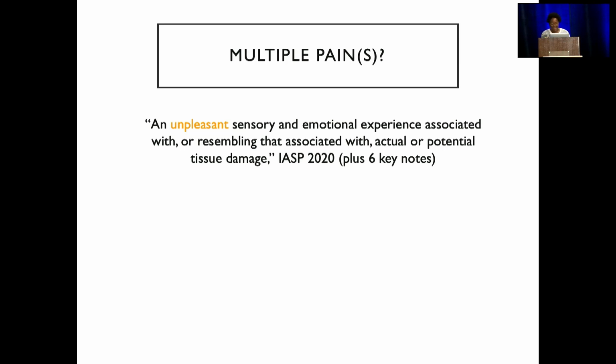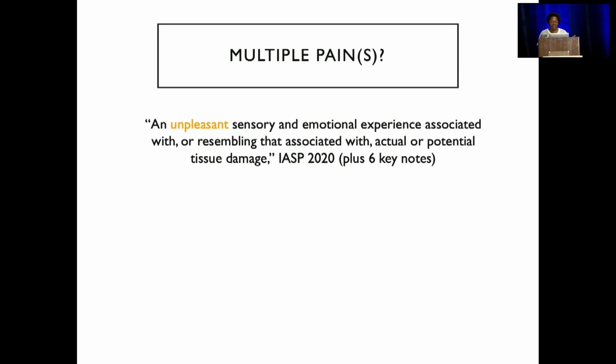Absolutely. So this is the International Association for the Study of Pain 2020 definition of what is pain. Now, this was arrived at by consensus of a very large body of people, scientists, clinicians, people with lived experience, and this is what they came up with. So spot what could possibly be multiple about this. Pain is an unpleasant sensory and emotional experience associated with or resembling that associated with actual or potential tissue damage, right? So there's a lot in that statement.